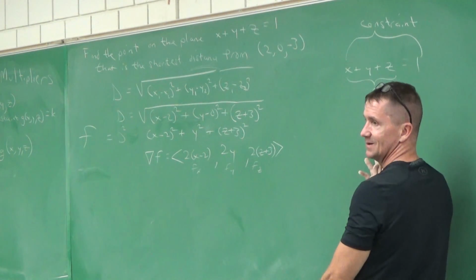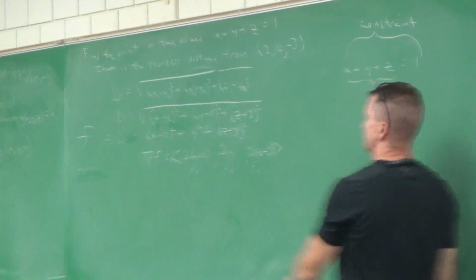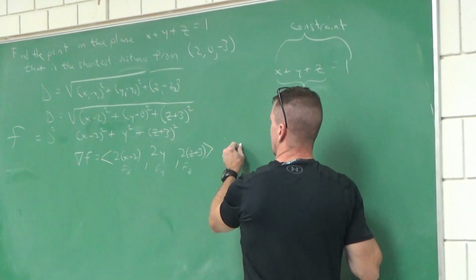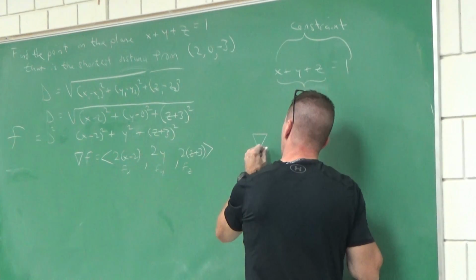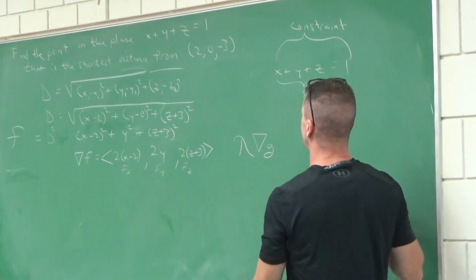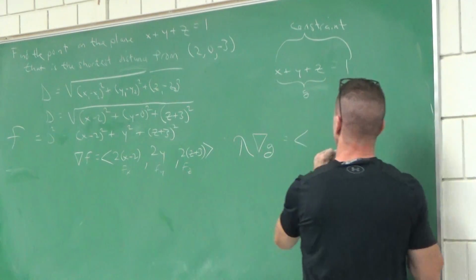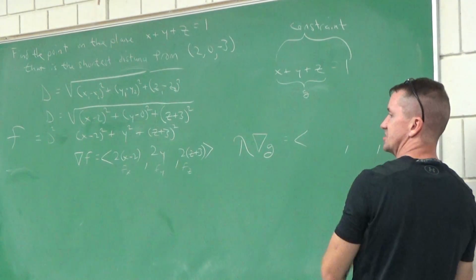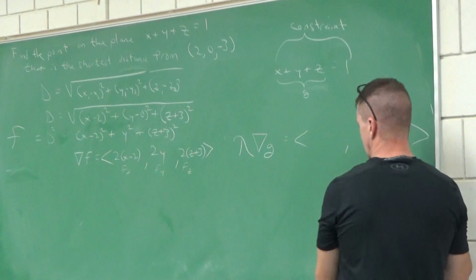Now come over here. What's del g? Oh, and put a lambda in front of it. Lambda del g. All right, what do we get here? I'll put del g down, then I'll just distribute a lambda everywhere. I can put this in.